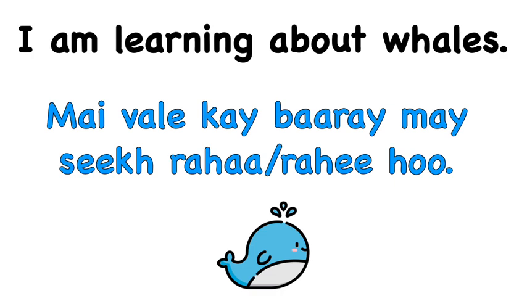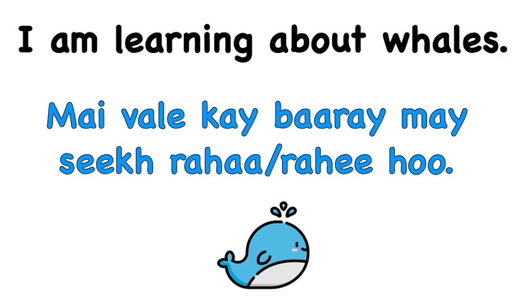Okay, so now if you think about it, you can break this up into two sections. You can break this up into I am learning, and then separately we have about whales. This way of breaking it up will make it easier for you because you've already learned how to conjugate verbs and sentences in Hindi. So if you do I am learning first, I am learning is just मैं सीख रहा हूँ for males, or मैं सीख रही हूँ for females. So you got rid of the I am learning part. You covered it. Now we have to add about whales.